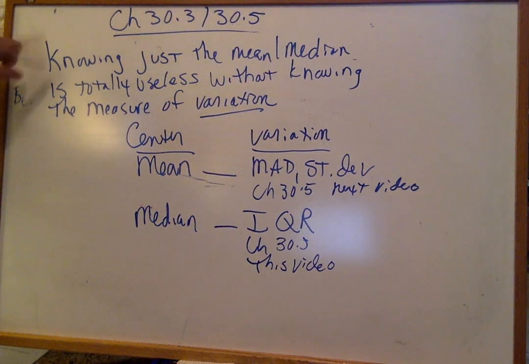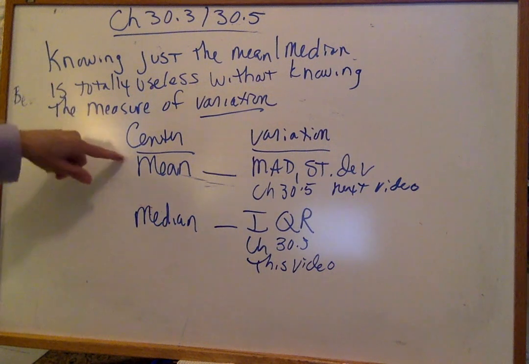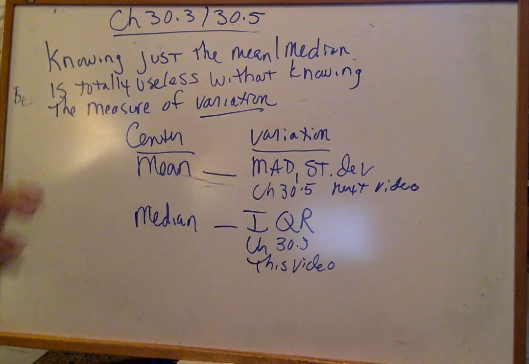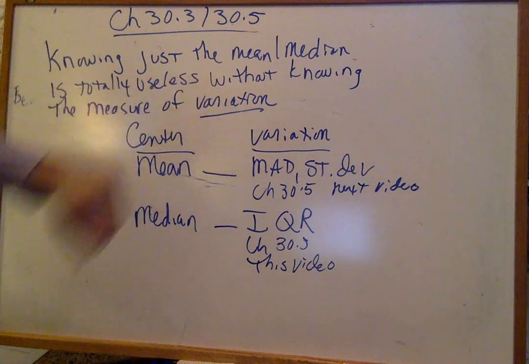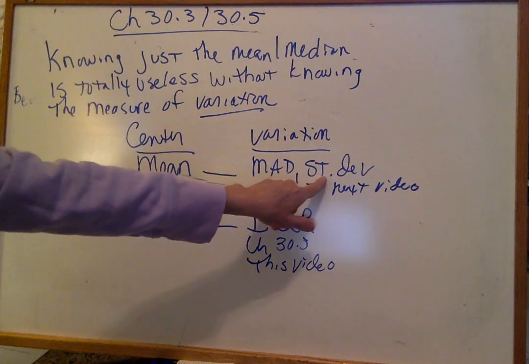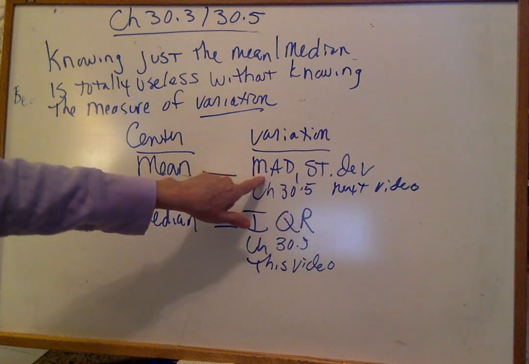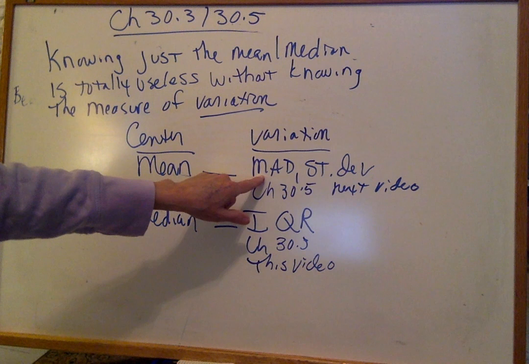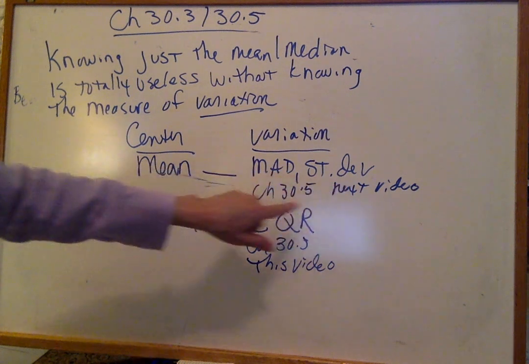Knowing just the mean and median is totally useless without knowing the measure of variation. So we have two different measures of center. They each have their own measure of variation. The mean gets paired with something called standard deviation. We're also going to have to talk about something called the mean absolute deviation. That's going to be part of the next video.